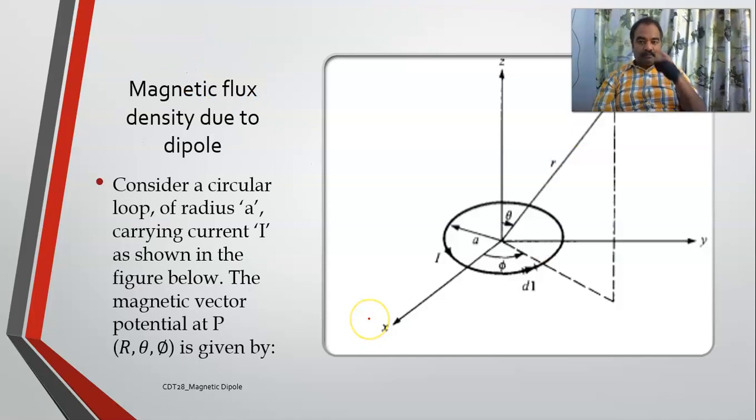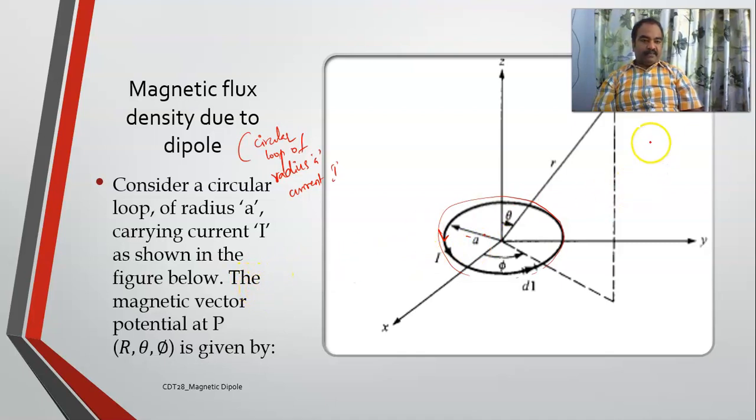Now suppose there is a dipole present, and in particular I will consider this dipole to be a circular loop of radius A carrying a current of I. This is my current carrying loop, carrying a current in this fashion, I, and it has a radius of A.